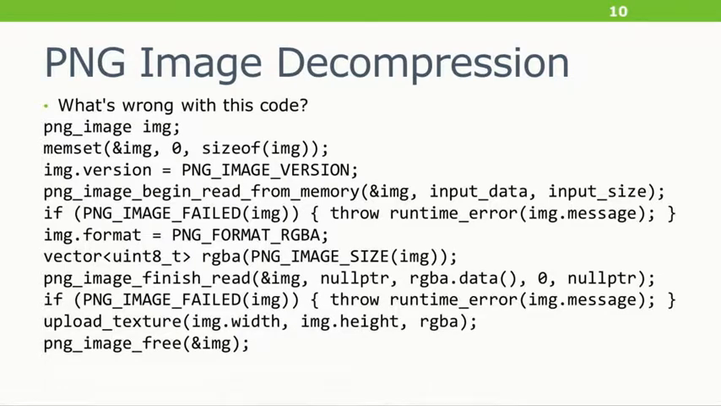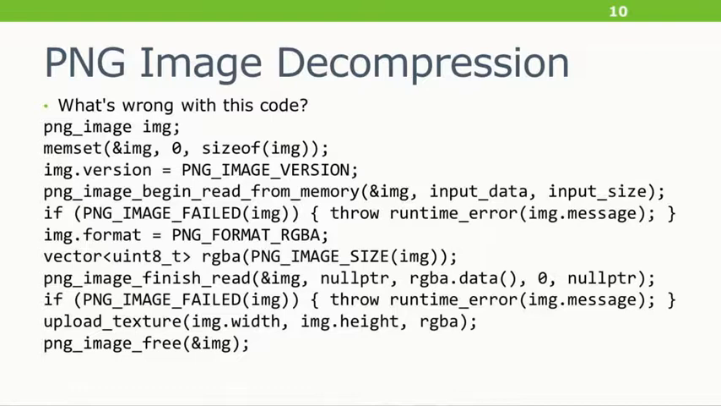And then if that fails, we can test that with a macro. We'll be nice. We'll throw a runtime error because we're supposed to use exceptions. Then we'll request that whatever the original format was, we want RGBA, so ask the library to do conversion for us. We'll allocate the necessary size. They have another macro, thanks C, to get the size in bytes.